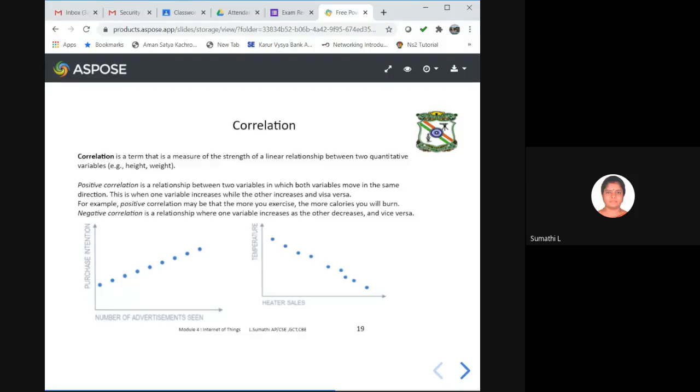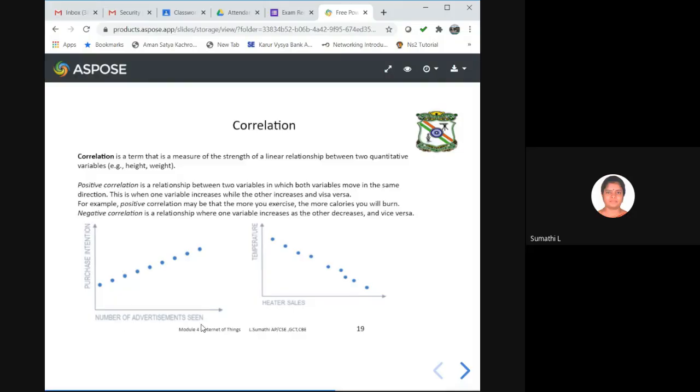Now, correlation is nothing but how they are related to each other. See, an increase in the number of advertisements increases my purchase intention. So there is a relationship between them, and this relationship is a positive relationship. That is, an increase in advertisements increases my purchase intention. In other words, an increase in the explanatory variable will show an increase in the response variable.